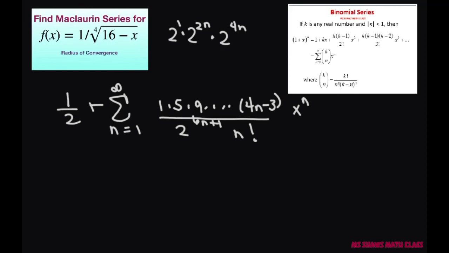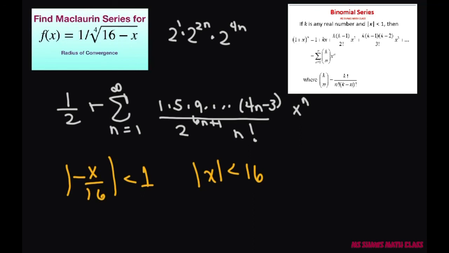All right. So that's it. Now, for our radius of convergence, we had negative x divided by 16. That has to be less than 1. Therefore, the absolute value of x, when you cross multiply, is less than 16. Therefore, your radius of convergence is 16.